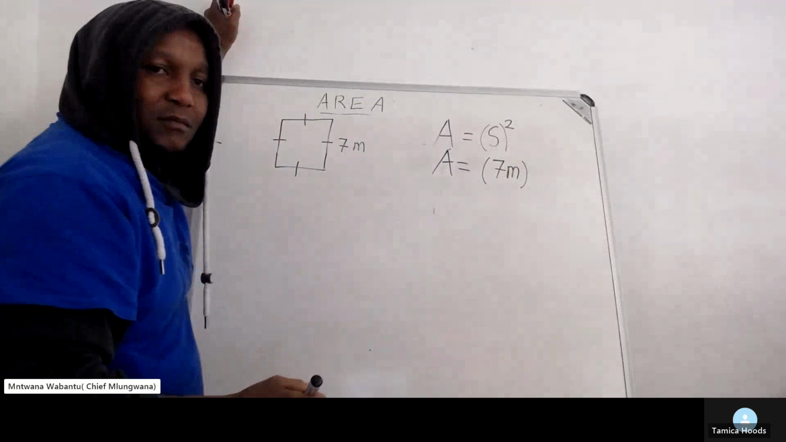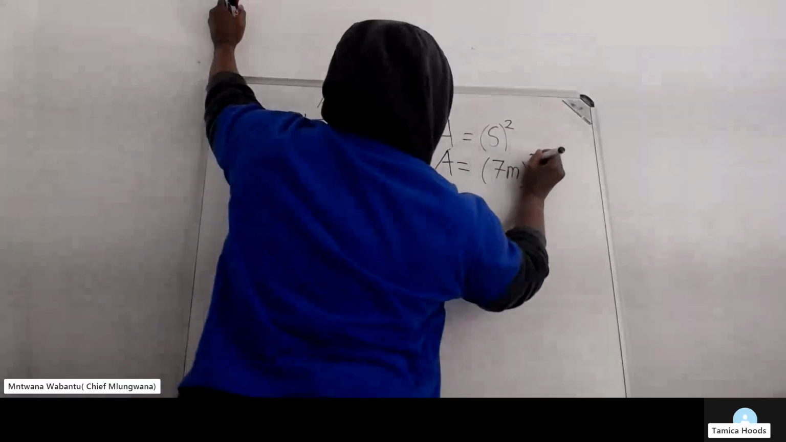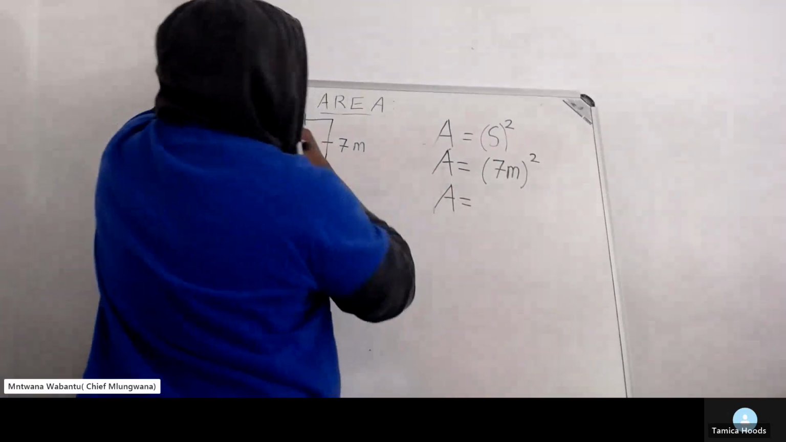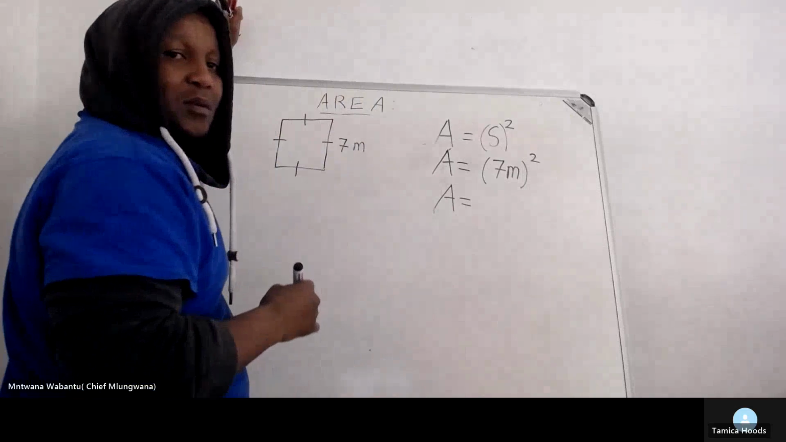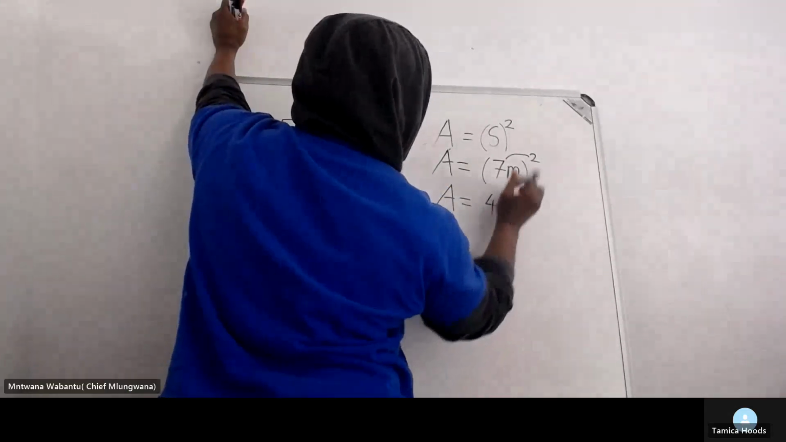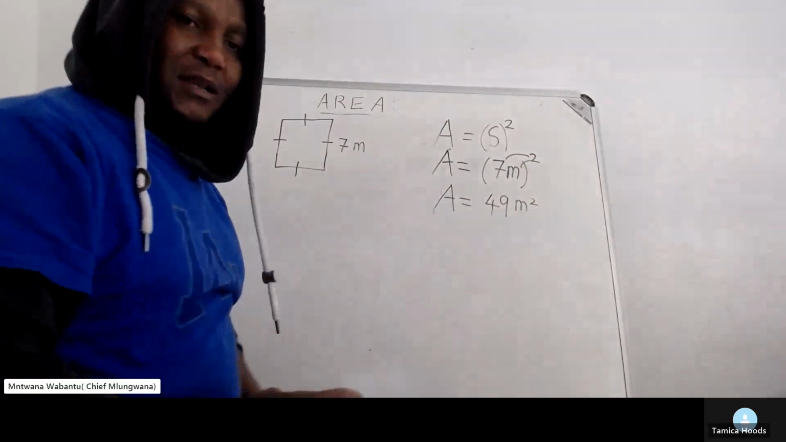And then we're going to put the square outside of the bracket. Okay, so area equal to 49. 7 square equal to 49. And then meter square equal to meter square. Is that hard?